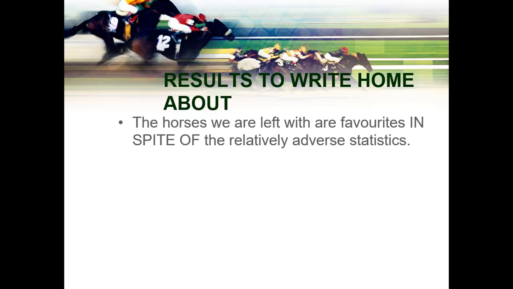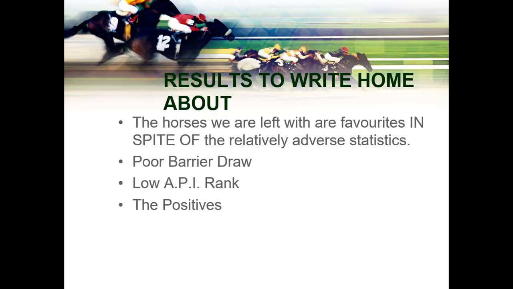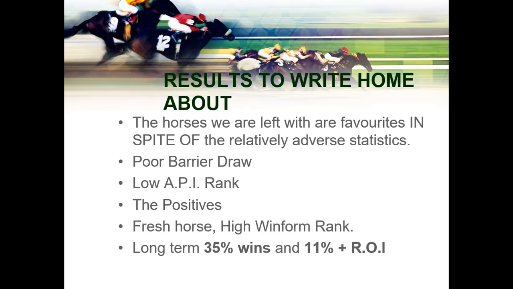The horses we're left with are favourites in spite of the relatively adverse statistics. They've got a poor barrier draw, they've got a low prize money rank. The positives are this: they're fresh horses, high in the Winform rank. Long term, you'll get 35% wins, 11% profit on turnover. There's absolutely nothing wrong with that.